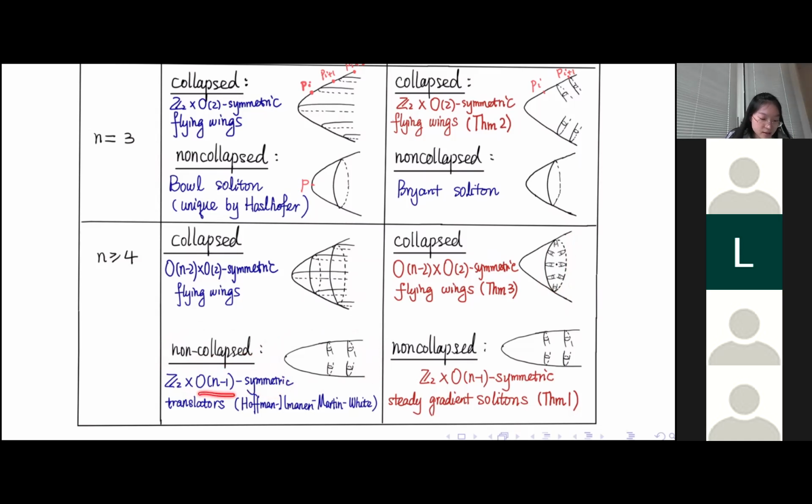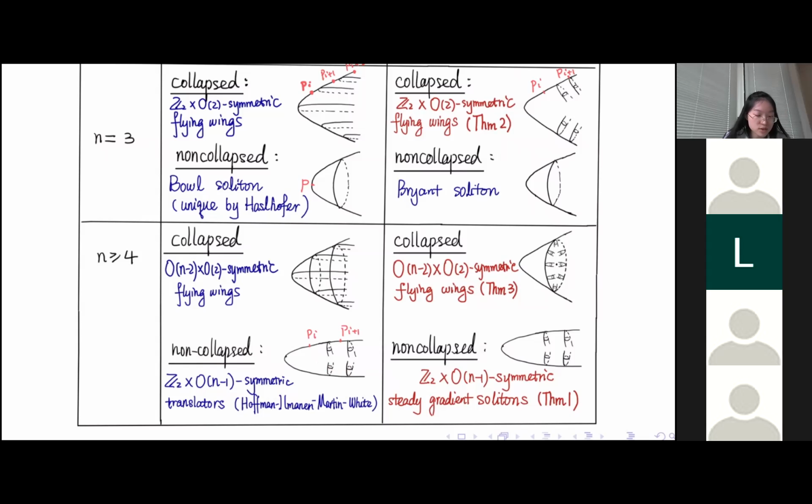And then this O(n-1) symmetry means that these fibers are the (n-1)-dimensional sphere. Okay, so now they have different asymptotic behavior from the flying wings. By this I mean that if you take a sequence of points going to infinity, this time you will see another type of splitting.